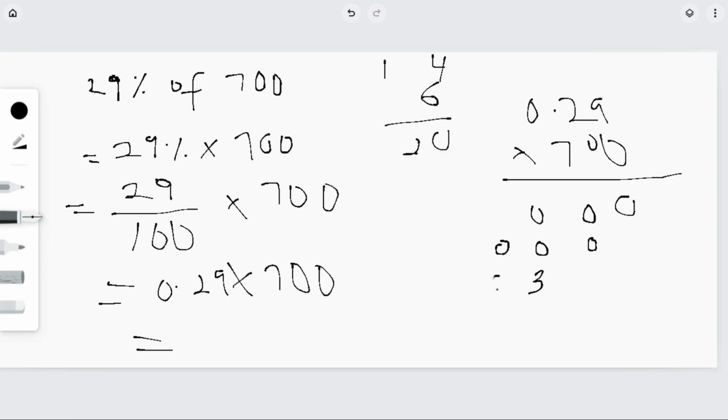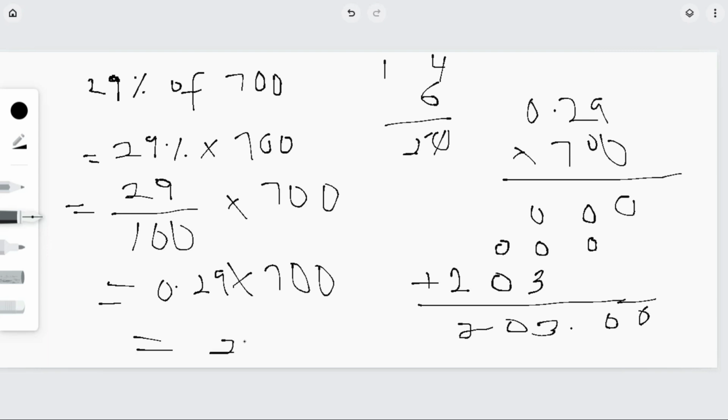You now write the addition sign here and you add it together. So this 0, 0, this 3, and this 0, this 2. Now since we have 2 digits after the decimal in the question here, the decimal digits will be here. That means our answer will be 203.00, and 203.00, you know that is 203. So let me even write the decimal point here. So 29% of 700 is 203.